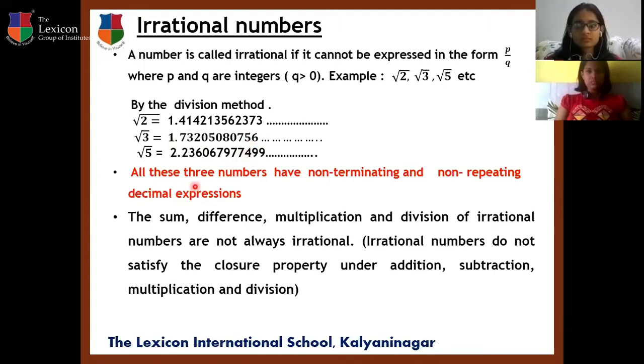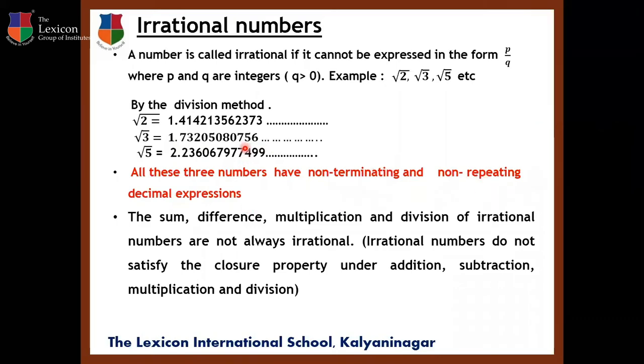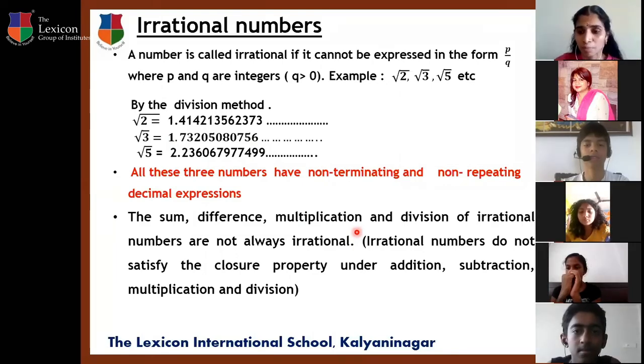Now here, all these three numbers have non-terminating and non-repeating decimal expressions, so they are considered irrational numbers. Then the properties of irrational numbers. Last year you learned the closure, commutative, associative, and distributive properties of rational numbers. Here, the sum, difference, multiplication, and division of irrational numbers are not always irrational. That is known as the closure property. You all know what is meant by closure property.